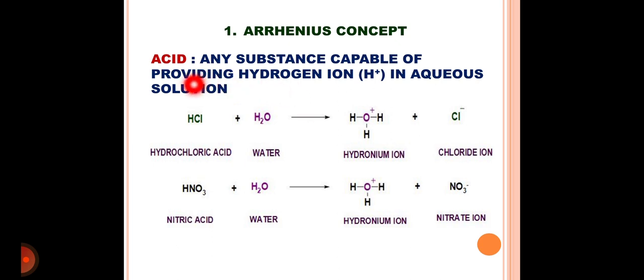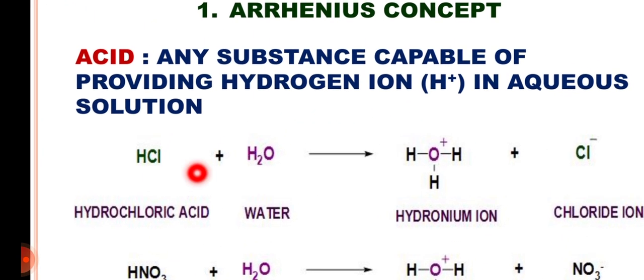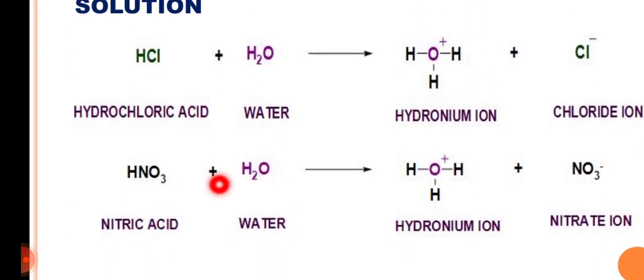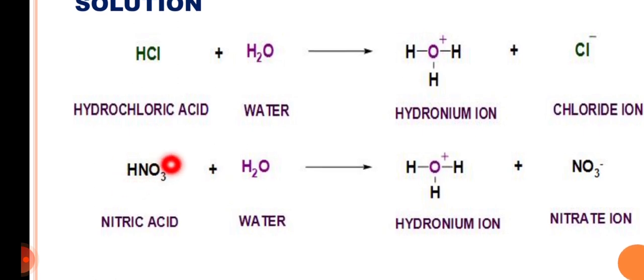According to this, acid is any substance which is capable of providing hydrogen ion in aqueous solution. For example, hydrochloric acid HCl in aqueous solution liberates a proton to form hydronium ion and chloride ion. Likewise, nitric acid HNO3 gives a proton in aqueous solution to form hydronium ion and nitrate ion. So though HCl and HNO3 are giving H plus ions in aqueous solution, they are considered as the acids.